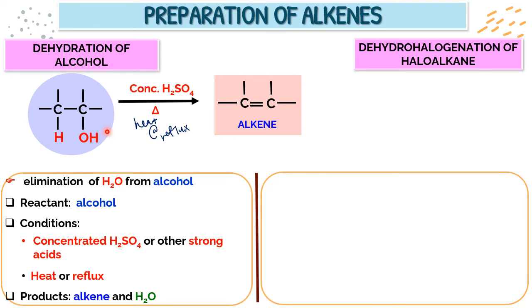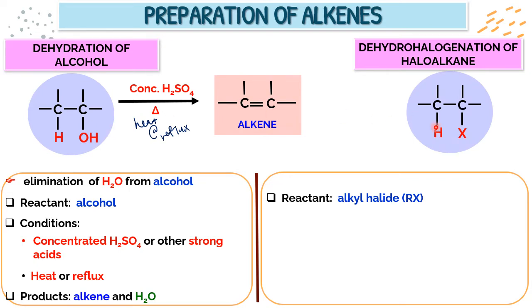dehydrohalogenation of haloalkane, or we also call our haloalkane an alkyl halide. So the reactant needed, obviously, is our haloalkane over here, or alkyl halide, RX. Here R corresponds to your alkyl group and X is the halogen. If you compare the alkene that we want to produce and the reactant, which is our haloalkane, at the carbon-carbon single bond over here, we have hydrogen and X, our halogen, either bromine or chlorine.